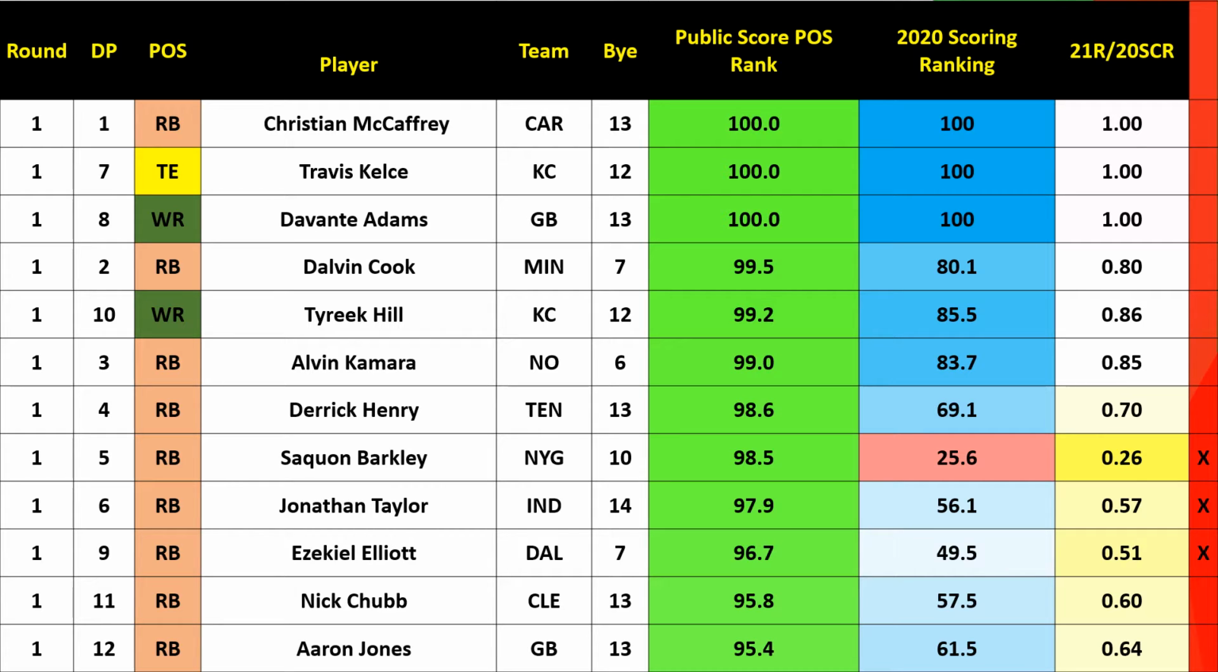It's about a .057 scoring ratio, so I think if I'm at 6th and Taylor's there, I'm probably taking Kelsey or Adams. Okay, that's just kind of how I'm doing things. Okay, so that's round 1.